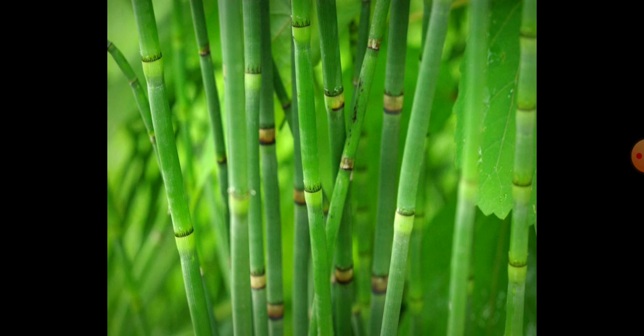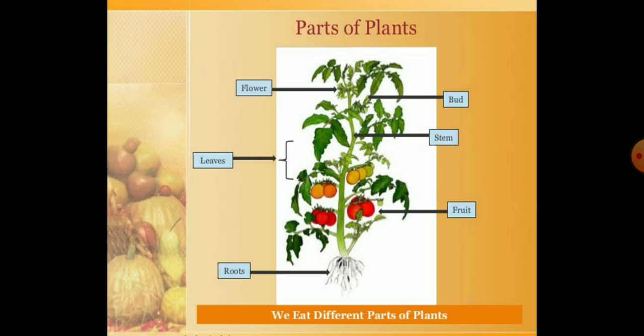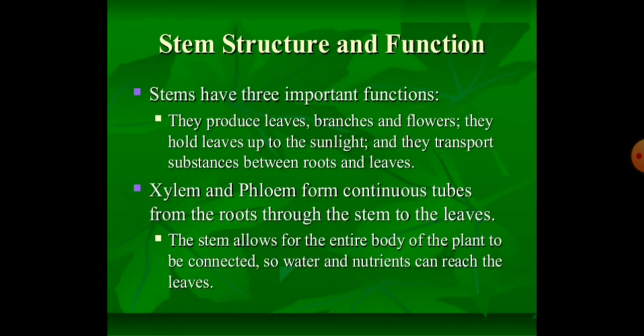The stem of the plants is involved in the conduction of water and for bearing the leaves, flowers, fruits, etc. So, stems have three important functions. They produce leaves, branches, and flowers. They hold leaves up to the sunlight and they transport substances between the roots and the leaves. Xylem and phloem form continuous tubes from the roots through the stem to the leaves.